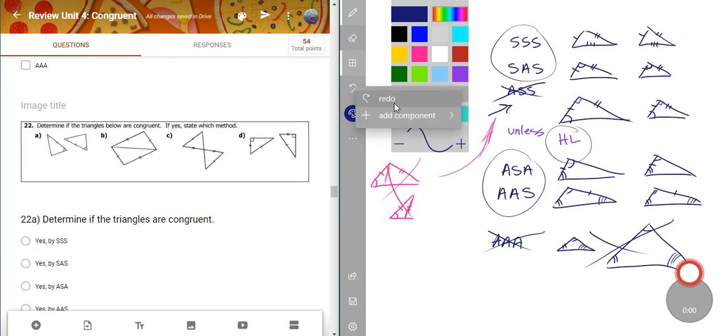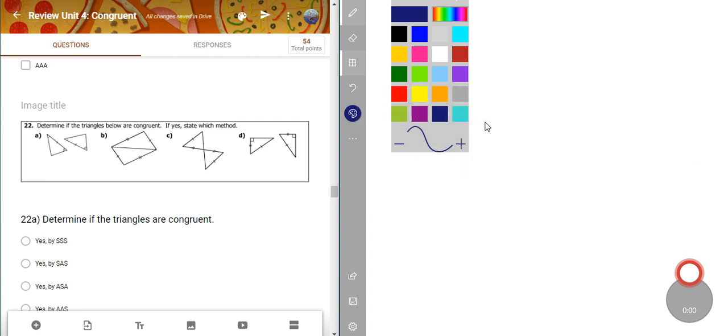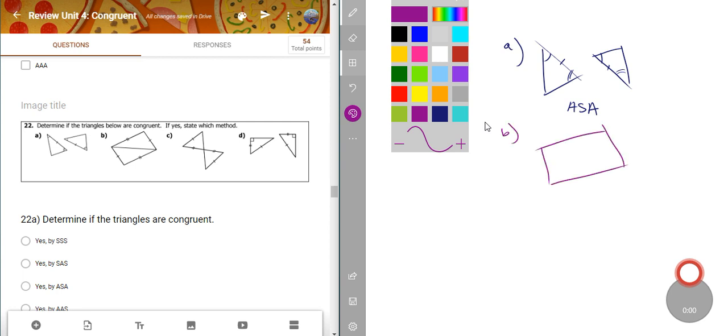22, let's use them now. All right, so A, you've got angle, side, and another angle. So yes, by angle, side, angle. B, you've got side, and then down the middle, remember reflexive property. Even though it's not labeled, we know with 100% certainty that that is true. So this is side.